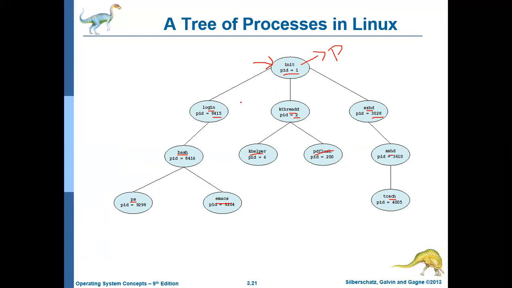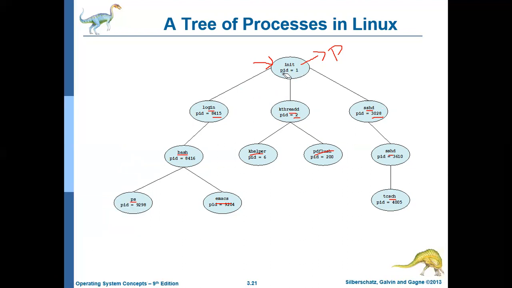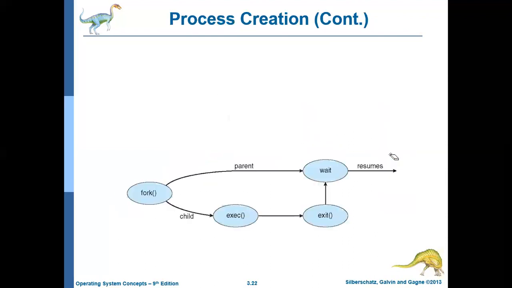So the process tree can be of different width and height. But if you go towards the top of the tree, init will be the parent of all processes in Linux, and its process ID will always be 1. This diagram just shows a process tree in Linux, how a parent creates a child and the child creates further children.